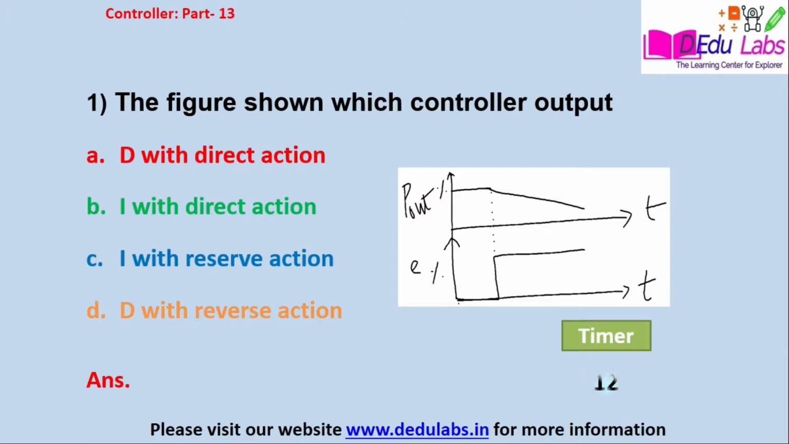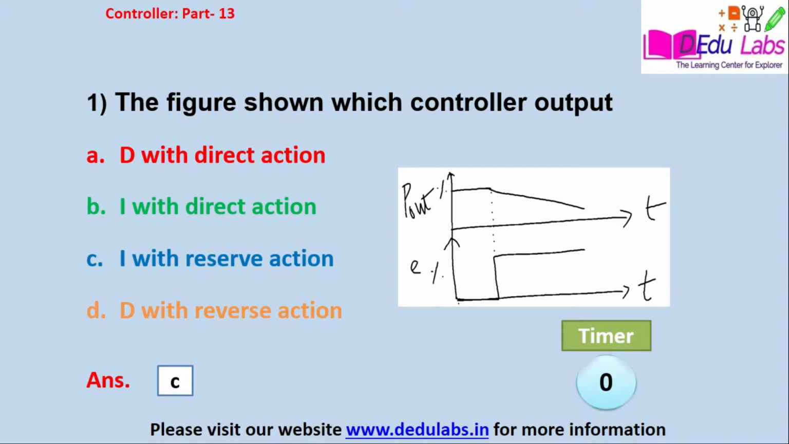The answer is option number C, that is an I controller, an integral controller with reverse action. See, as shown in the figure, the bottom plot represents the percentage of the error with respect to time, and the top portion represents the controller output with respect to time. Initially, when the error is 0, the output is constant. When a step change is applied, let us consider it is a one step change, the output, that is the P output, changes like t with respect to time. But see here, it changes in the decreasing direction.